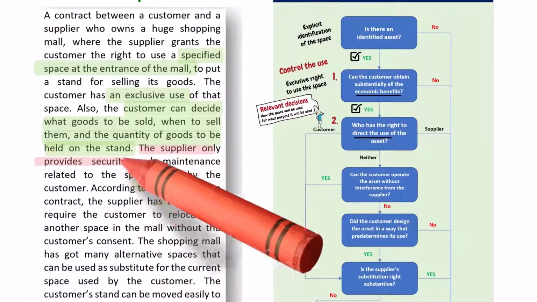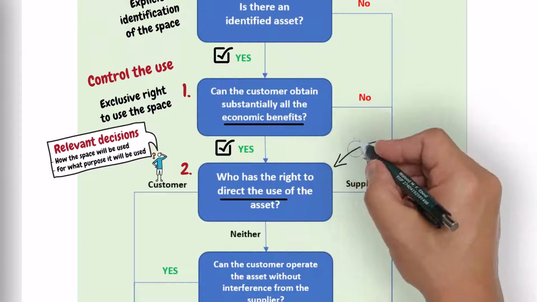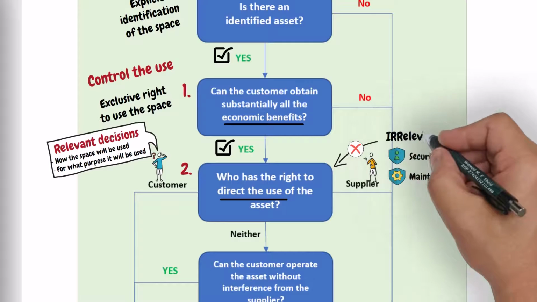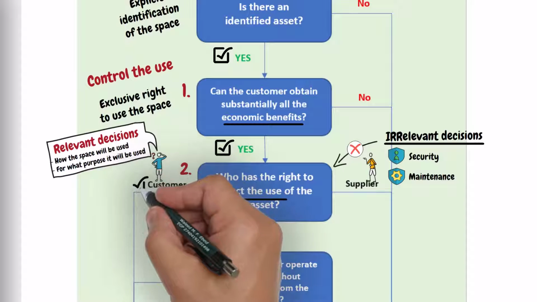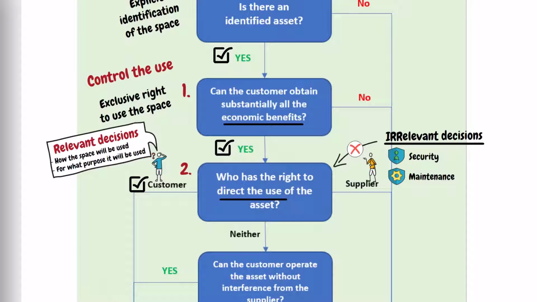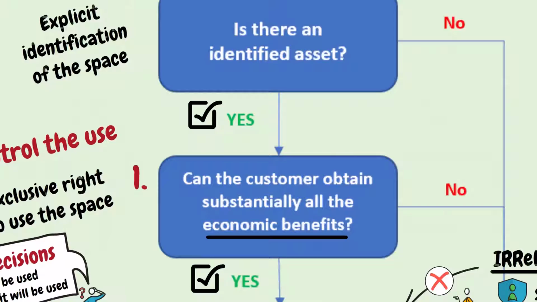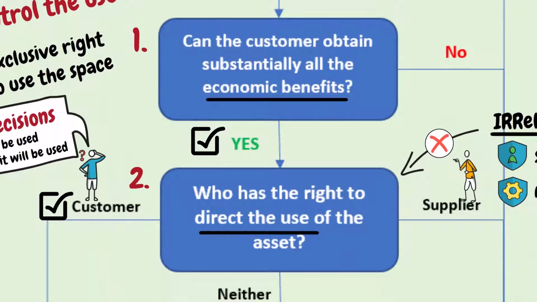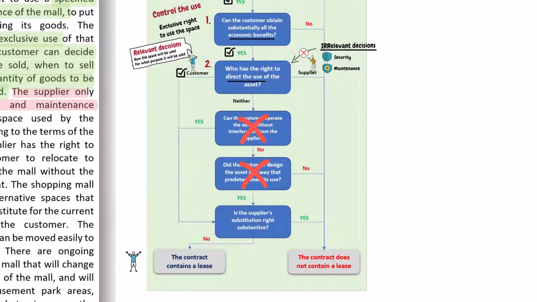The supplier provides security and maintenance related to the space used by the customer, and these services do not grant the supplier any right to direct the use of the space, because they are irrelevant decisions that do not affect the economic benefits to be derived from the space. Based on this, we can conclude that the customer can direct the use of the space throughout the period of use, and that satisfies the second condition. Up to this point, there is an identified asset in the contract, and the customer can control its use during the period of use, and therefore, the contract is supposed to be a lease contract.